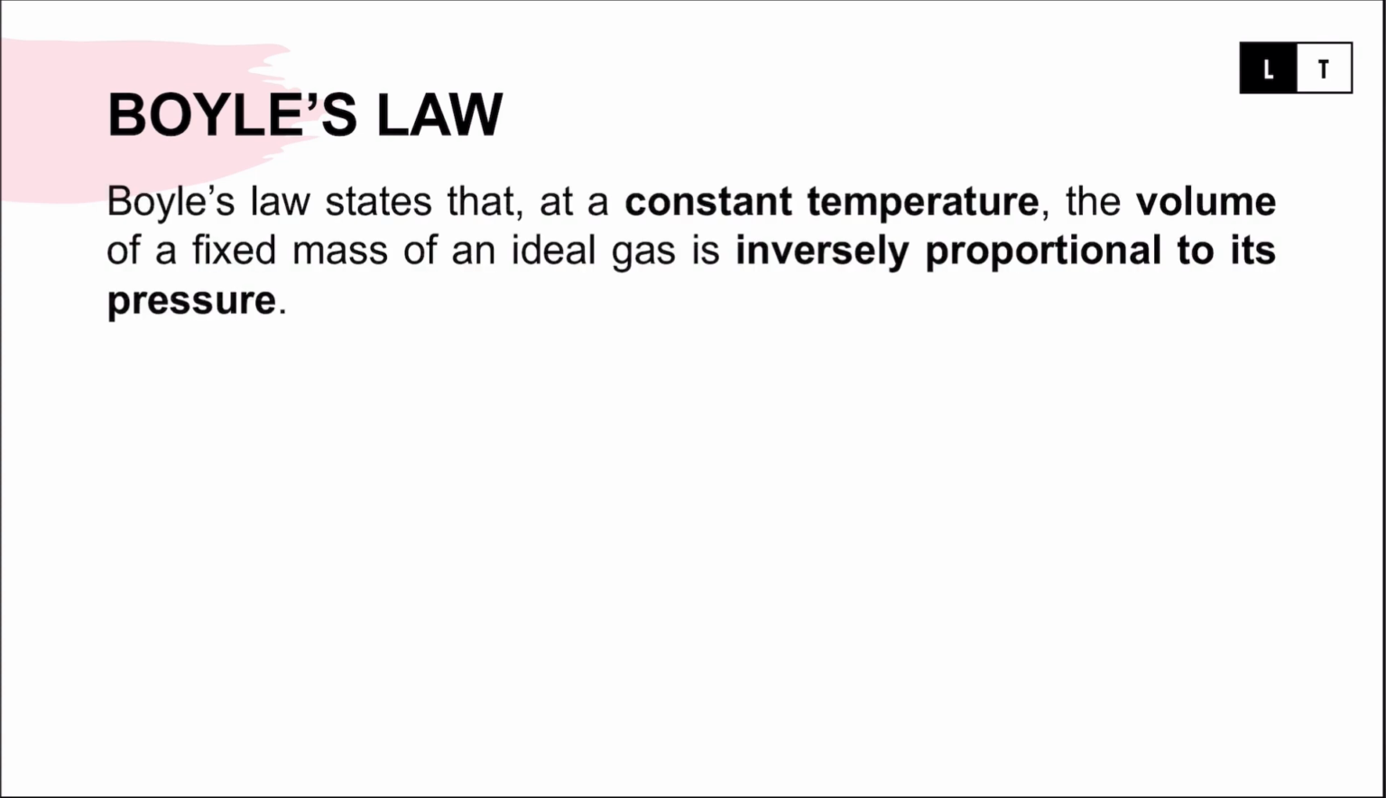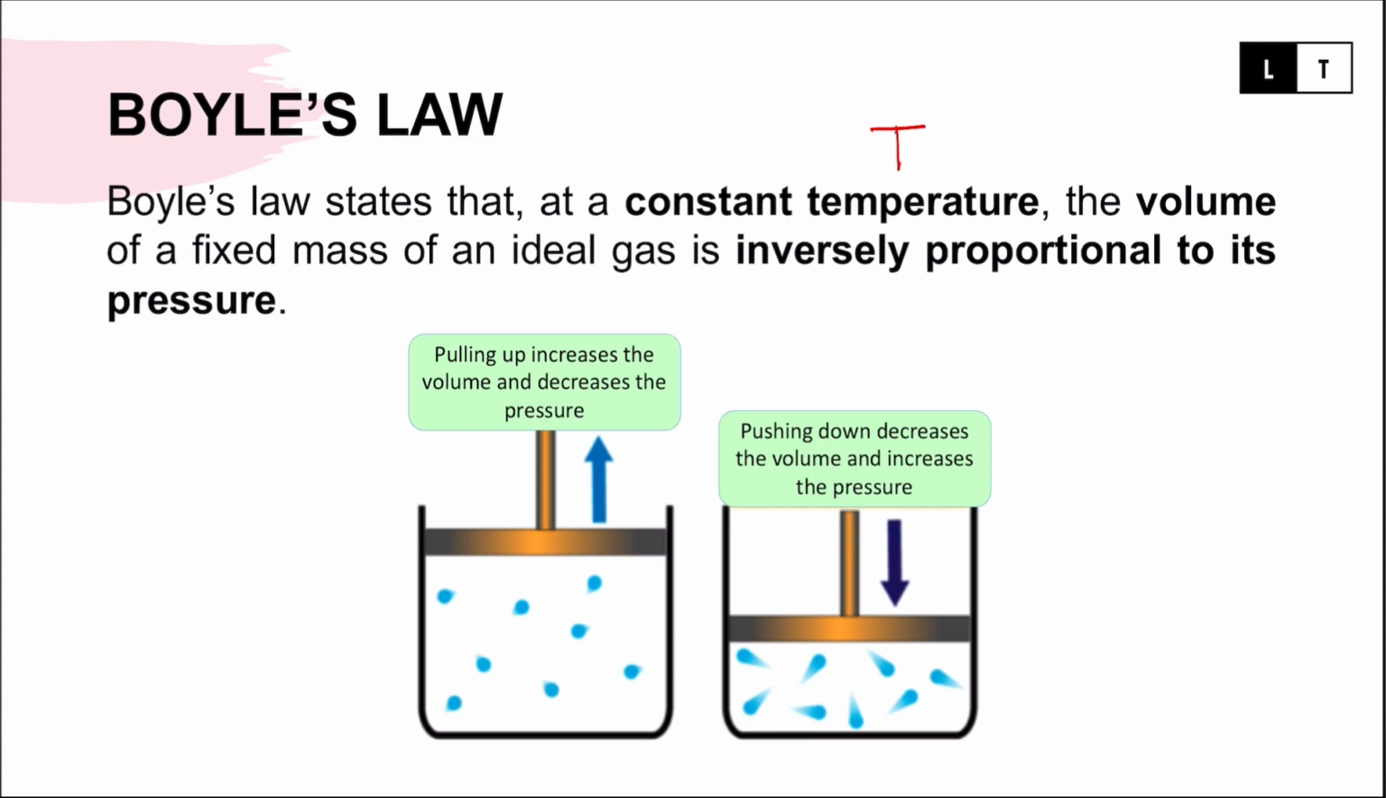Boyle's law states that at constant temperature, so temperature dekat sini constant, the volume of a fixed mass of ideal gas is inversely proportional to its pressure. Apa yang dimaksudkan dekat sini, if you got this kind of experiment, when you pull up the piston, it will increase the volume but decrease the pressure. But when you push down the piston, it will decrease the volume and increase the pressure.